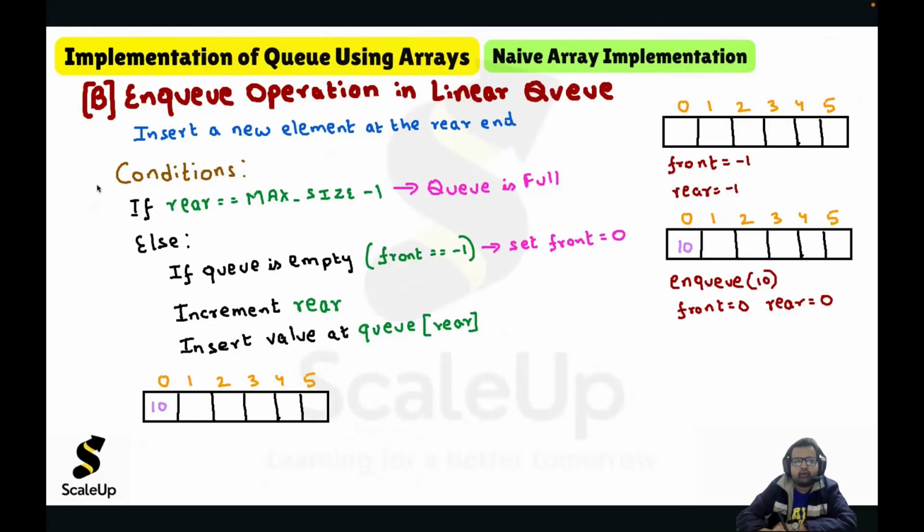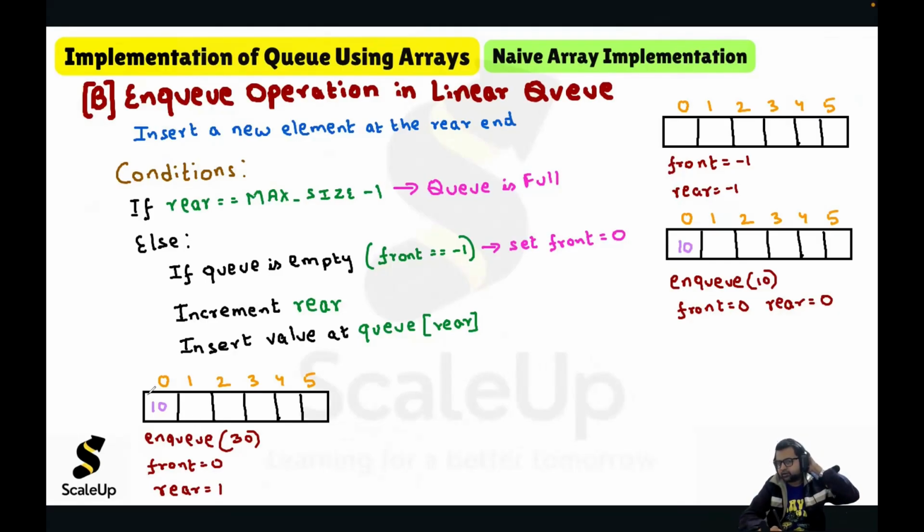Let us once again perform the NQ operation. Now let us insert 30. Front is pointing to 0. It will not change. Just the rear will update. So rear will increment by 1, so it will become 1. So at index 1, the new element, that is 30, will get inserted. So in this way, we can keep on adding elements. So this is how NQ operation works.